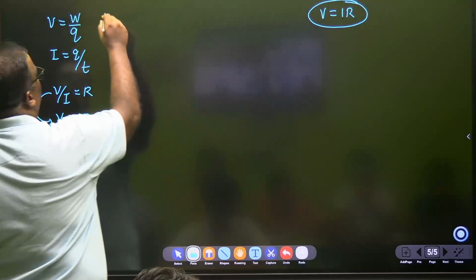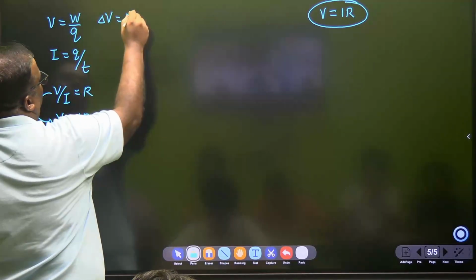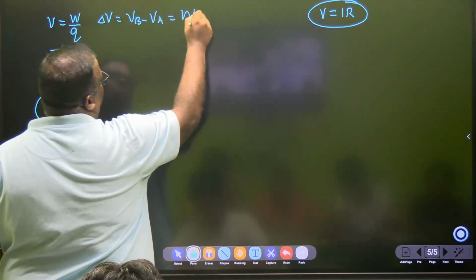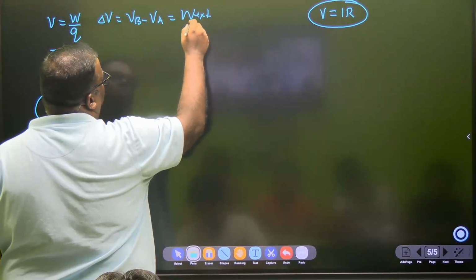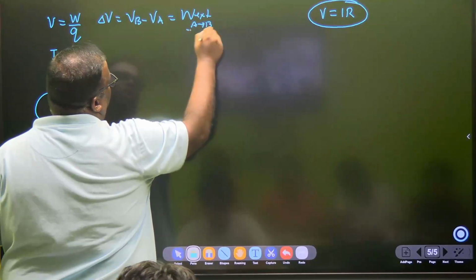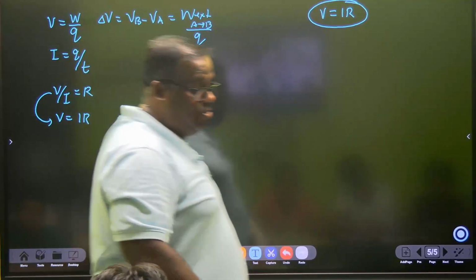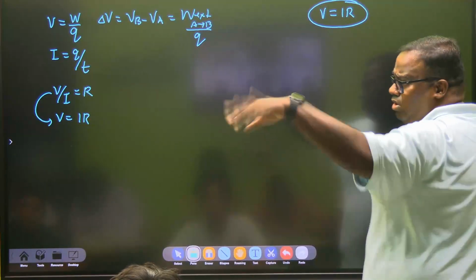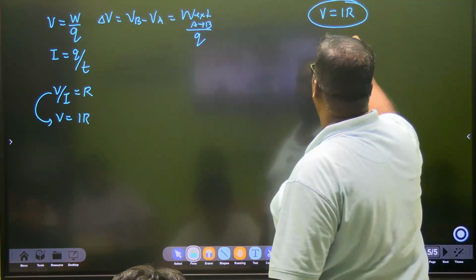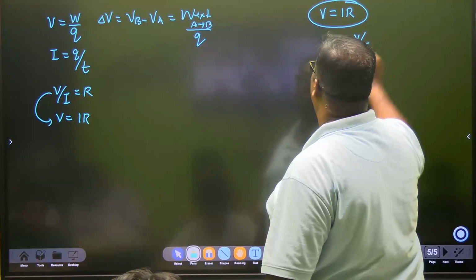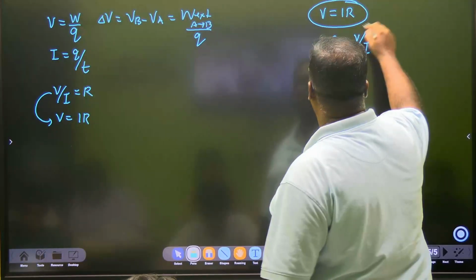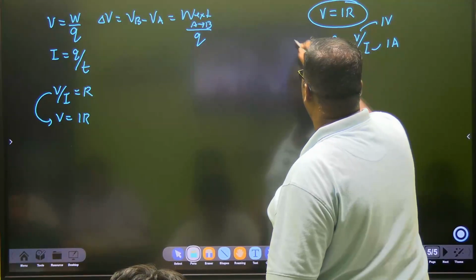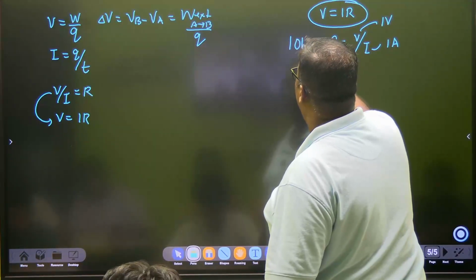Also, you know, potential difference delta V is always final potential minus initial potential, which is the work done by the external source to bring a charge from A to B divided by the charge value. These formulas should be all on your lips. Correct? So let us now define resistance. R is equal to how much? V upon I. Correct? So if the value of V is 1 volt and I is 1 ampere, then R is supposed to be 1 ohm.